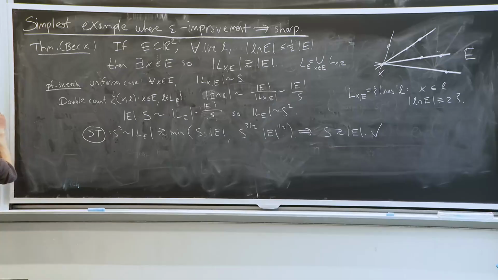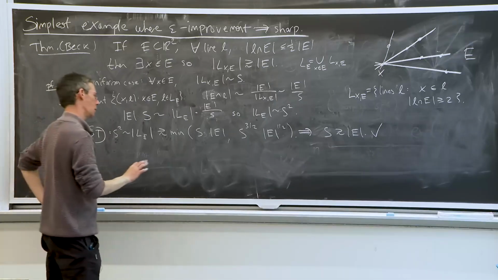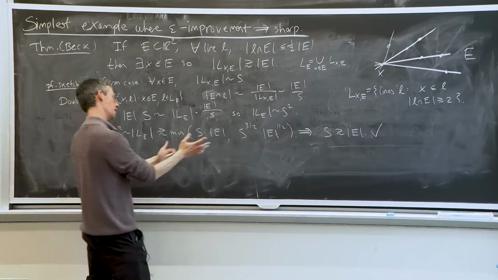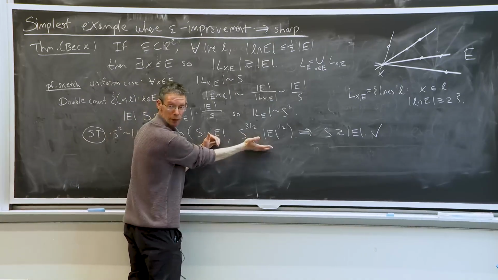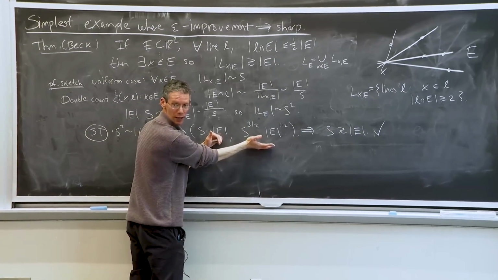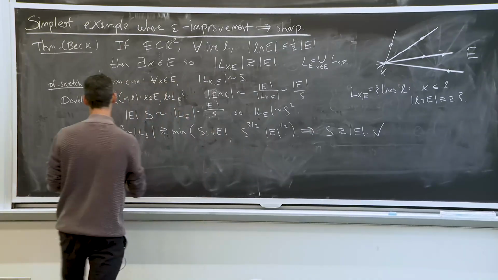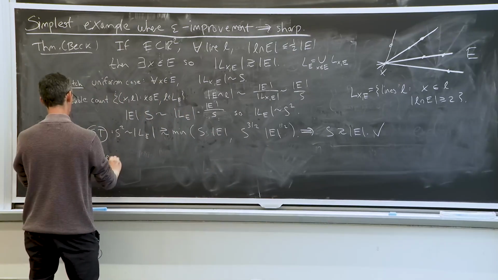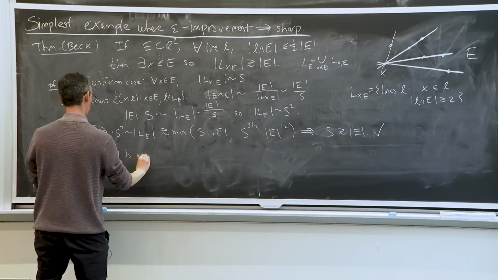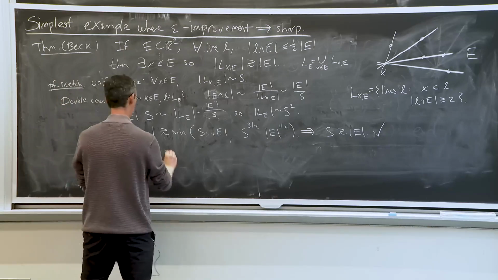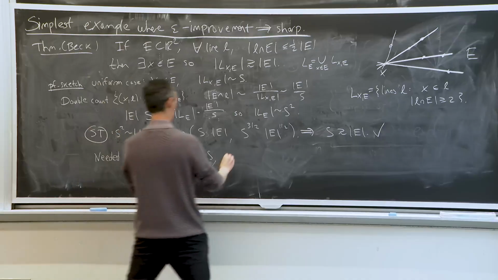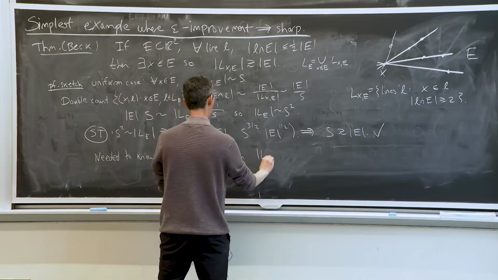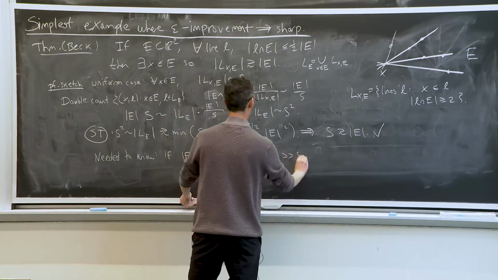Right. Now I claim that we didn't need to have this exact formula here. Let me write down all that we needed to know. So what we needed to know is just that if |E| is much bigger than S, then the size of |L(E)| is much bigger than S squared.